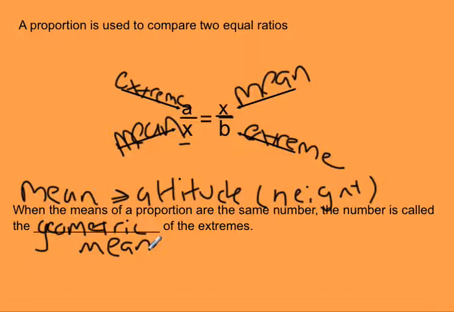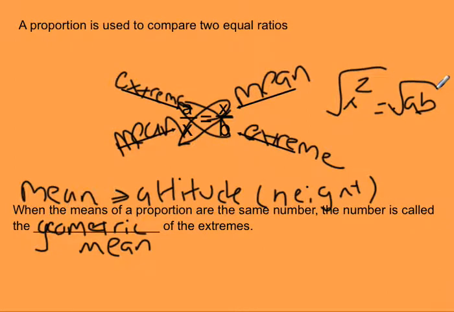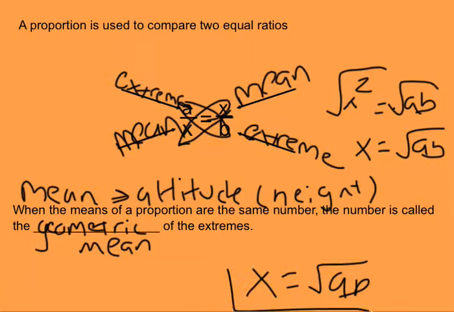Here's one way you could look at calculating the mean. If you were to solve this, you need to cross multiply. So x times x is x squared, and that's equal to a times b. Take the square root of both sides, and we get that x is equal to the square root of ab. That's a really important formula that we're going to be using for the geometric mean: x is equal to the square root of ab. Make sure you have that written down big and bold so that you remember it, because it will help us down the road.